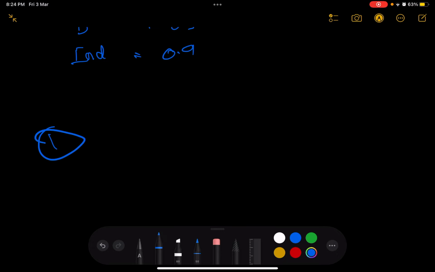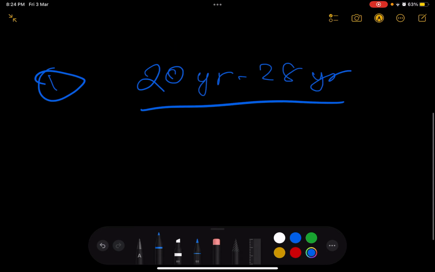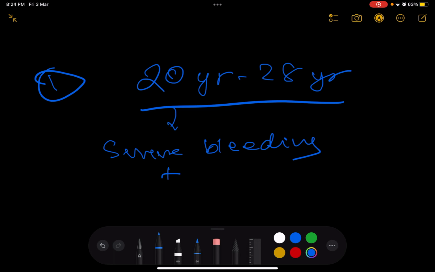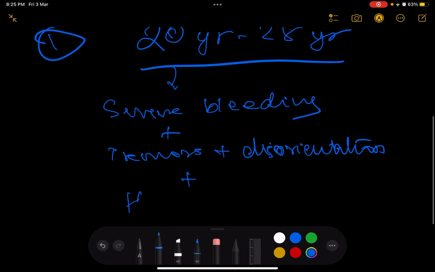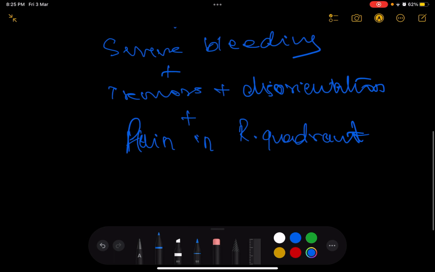There's a patient. He is around 20 years old, or 20 to 28 years, anything. He comes with severe bleeding. Okay, severe bleeding. He also has a little bit of tremors, plus a certain amount of disorientation. He's having a certain amount of pain in the right quadrant. Okay, and this is about it. These are his symptoms.